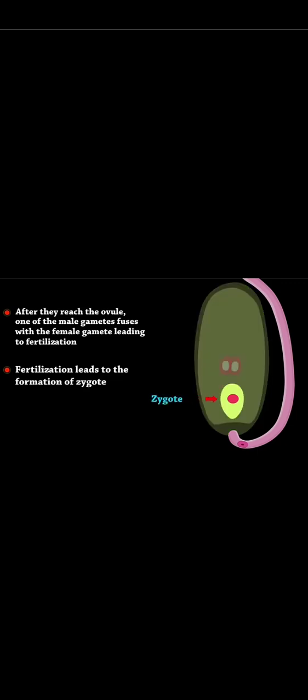After they reach the ovule, one of the male gametes fuses with the female gamete, leading to fertilization. Fertilization leads to the formation of zygote. The other male gamete fuses with the polar nuclei to eventually form endosperm.